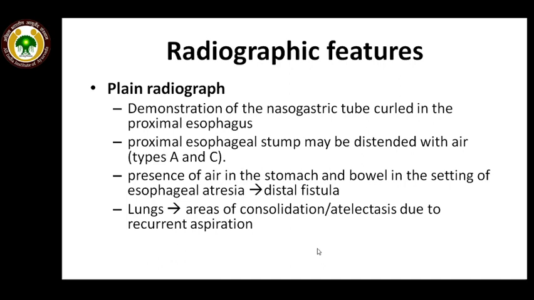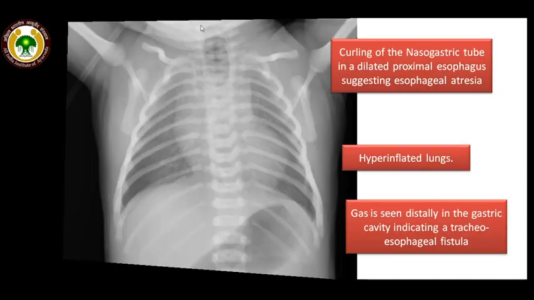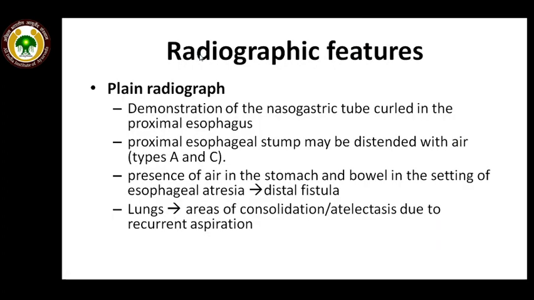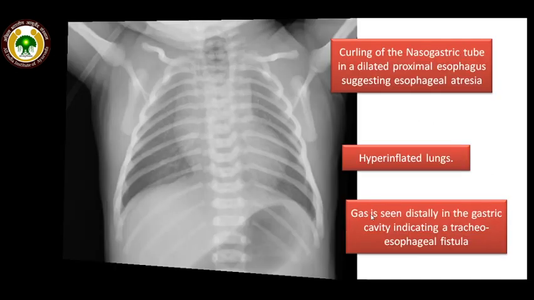In plain radiograph, you can see the nasogastric tube is curled in the proximal esophagus. So there is curling of the nasogastric tube in the dilated proximal esophagus, which is suggestive of esophageal atresia. Apart from this, the proximal esophageal stump may be distended with air, particularly in type A and C, and there will be presence of air in the stomach and the bowel in the setting of esophageal atresia. You can see gas distally in the gastric cavity, indicating the tracheoesophageal fistula. So there is gaseous distension. Apart from this, there may be hyperinflated lungs.